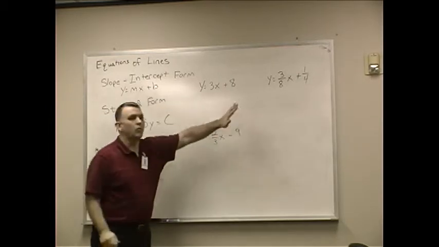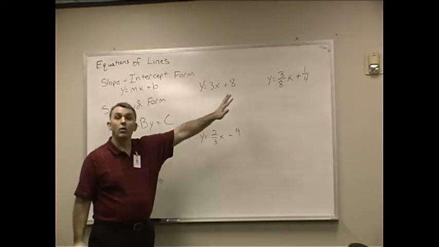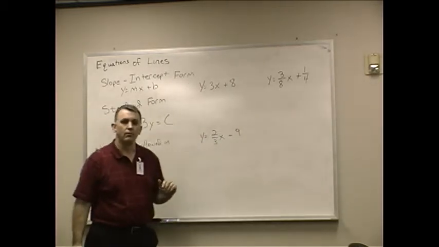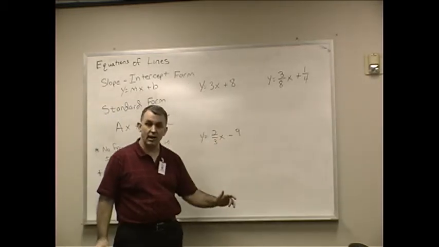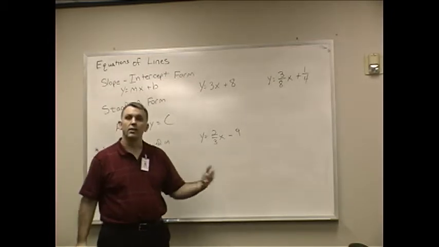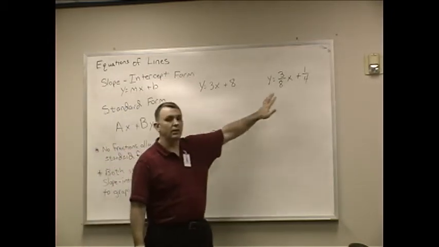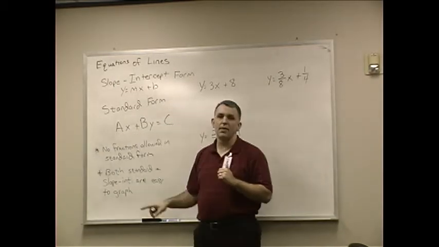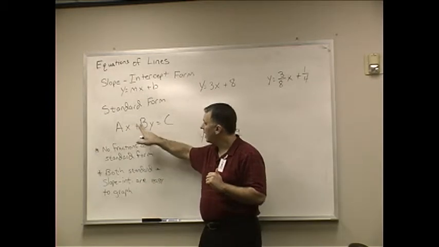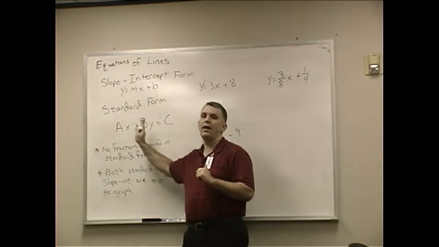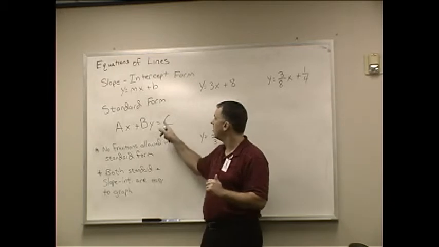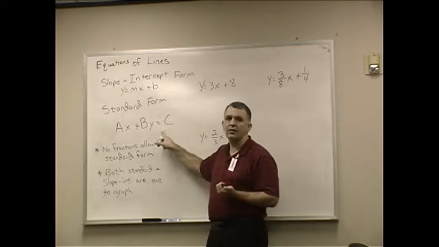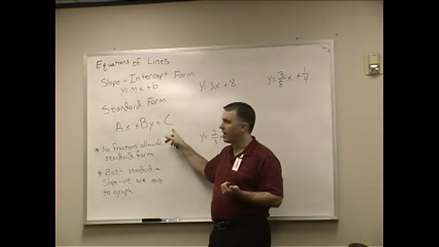So I've got three equations right here. They're all written in slope-intercept. If you want to take something and convert it from slope-intercept to standard, or however it looks, it doesn't matter. You just simply need to get it to look like this. Now, let's examine this one. The x and the y are both on the left-hand side of the equal sign. The C, which is just a constant, is on the right-hand side of the equal sign.